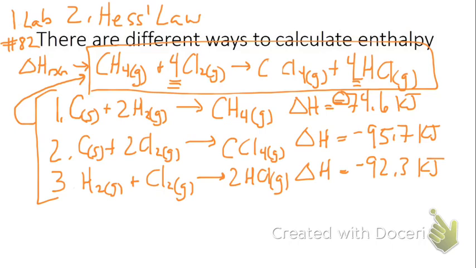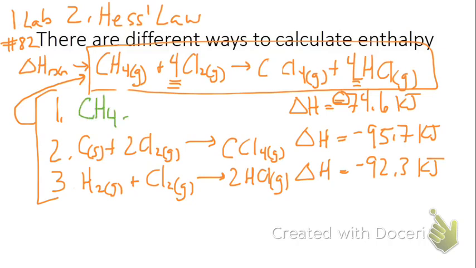If you've noticed, we need methane, or CH4, on the left, on the reactant side. So equation number 1 contains methane, but it's on the product side. So let's go ahead and do this in a different color to show you that we've switched it. We're going to flip it. So we're going to make CH4 gas go to 2H2 gas plus carbon solid.